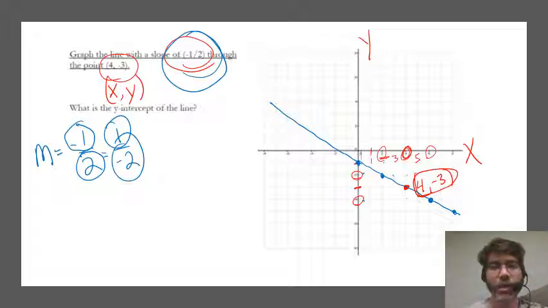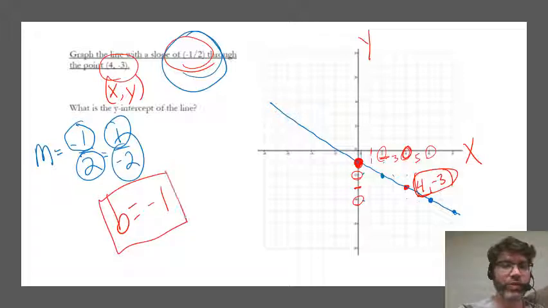Okay, so let's write the y-intercept. What's the y-intercept of this line? So it goes through right here. Do you see that? So that's at negative 1. So the y-intercept is b equals negative 1. So when y equals mx plus b, the b is the y-intercept, so here the b is negative 1.